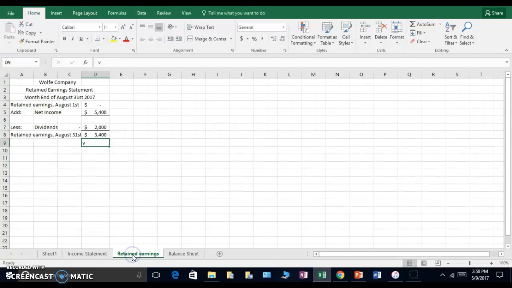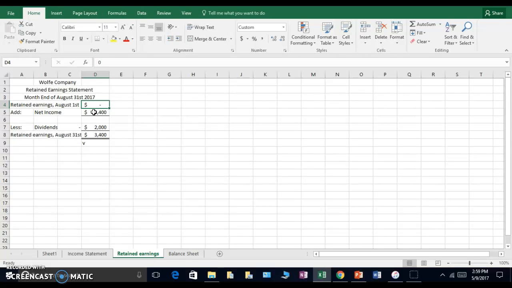The next step was the retained earnings. As you can see in the example, there were no retained earnings as of August 31st. So nothing I can see, so I assume there's nothing. Therefore, I'm going to put 0 right here.